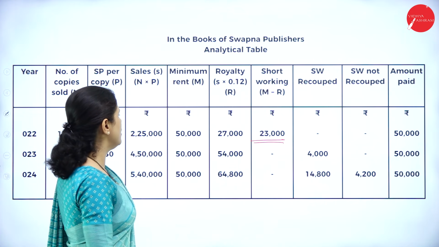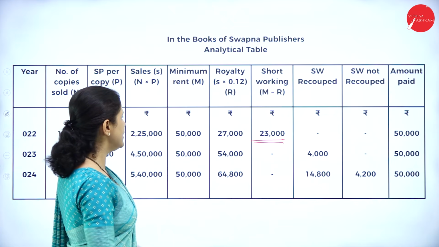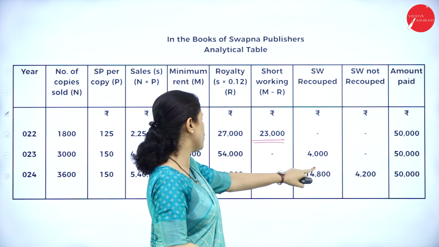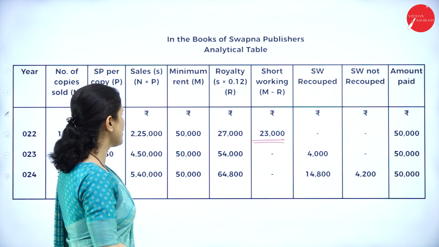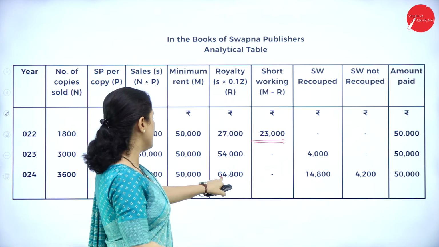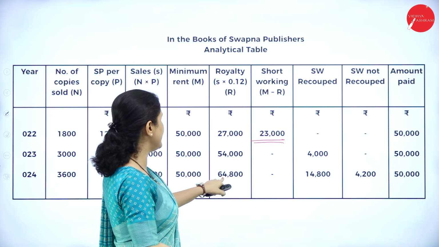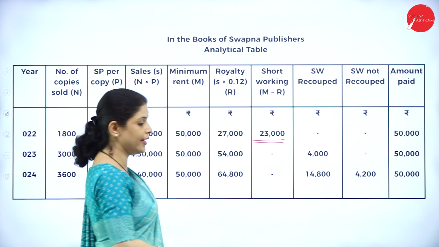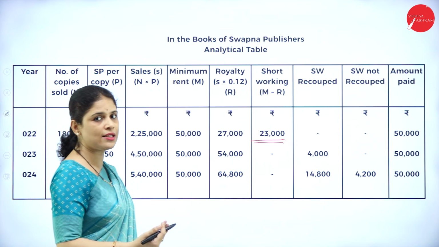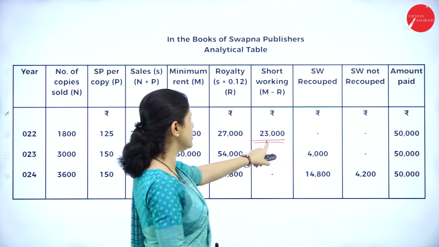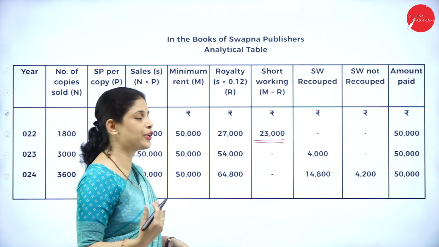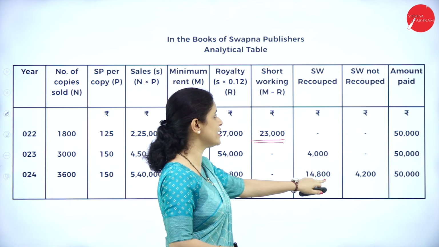And next year, how much we can recoup? Here 20 out of 24,000, how much did we recoup? That is 4,000. Here let us see how much we can recoup. 50,000 is the minimum rent. Royalty is 64,800. That means 14,800 excess money is there. 19,000 required, but how much we can recoup? We can recoup only 14,800.